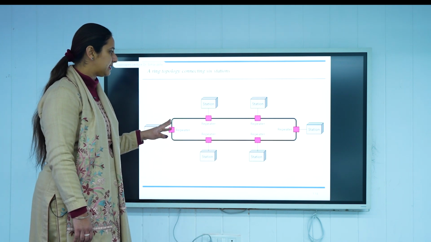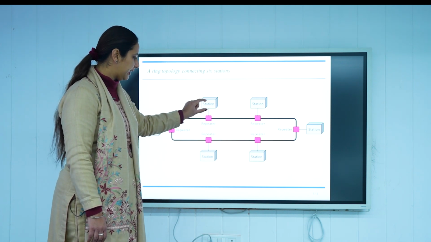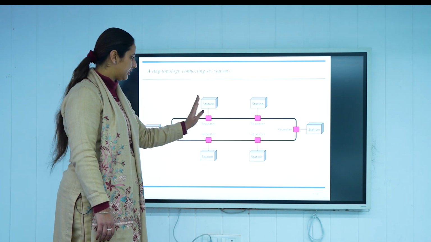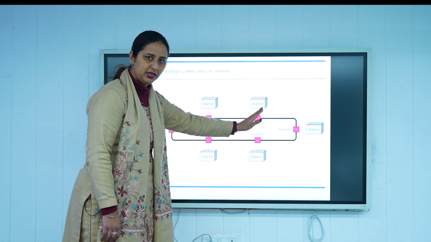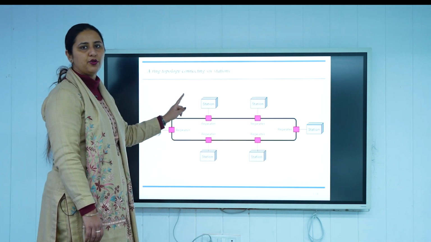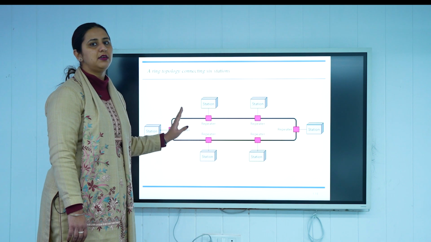So here you can see that if this station directly wants to connect with this station, that is not possible. This station has to connect with this station, either this station or this station. So they have to follow a certain path in order to reach the concerned station.